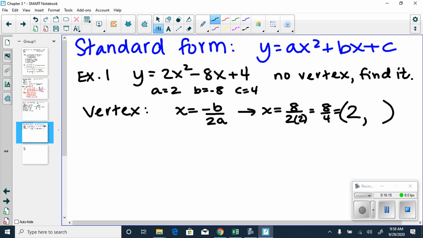Now how do I go back and find the Y coordinate? You have to go back to the equation and substitute. So the equation is 2x squared minus 8x plus 4. We have to actually plug a 2 in there.